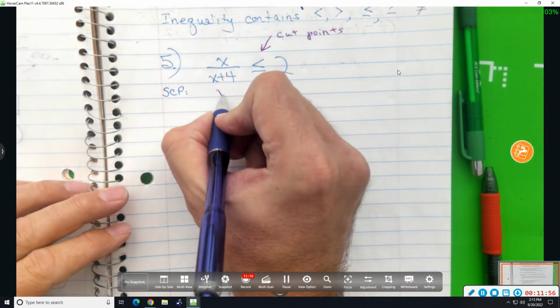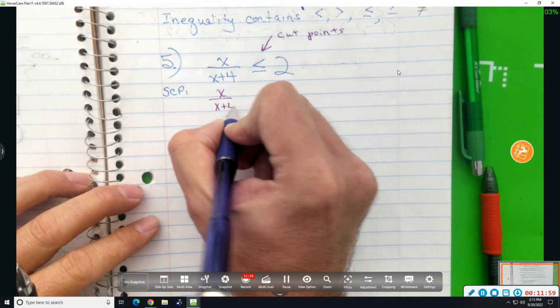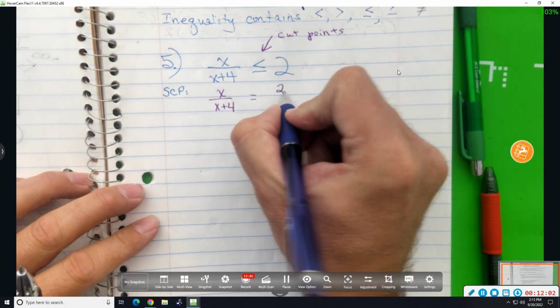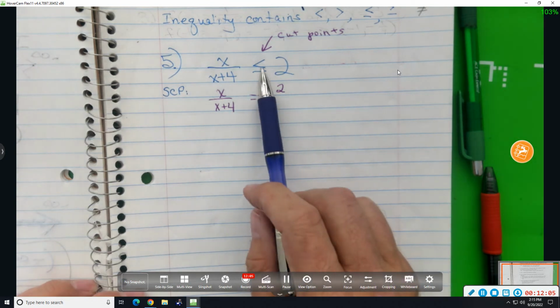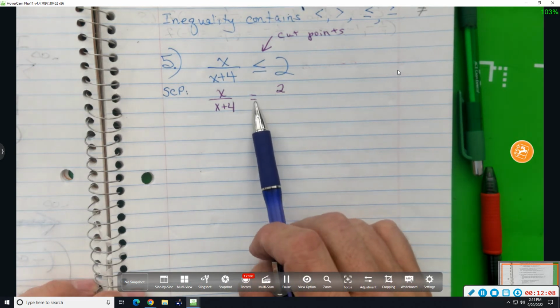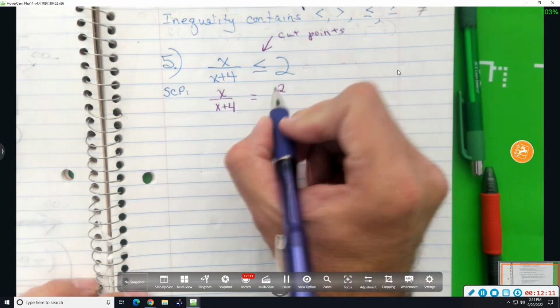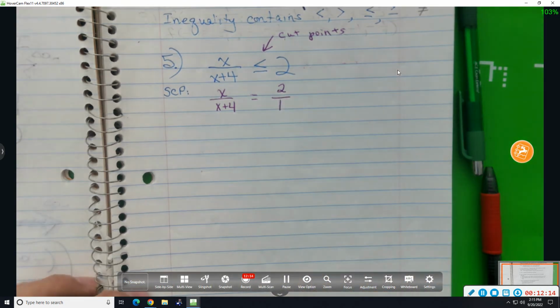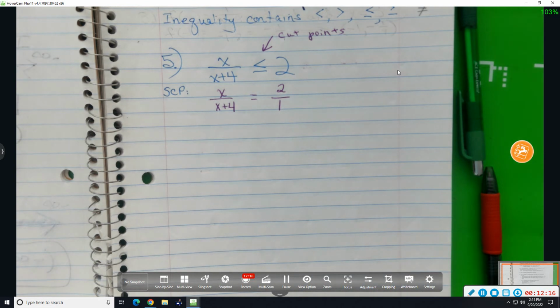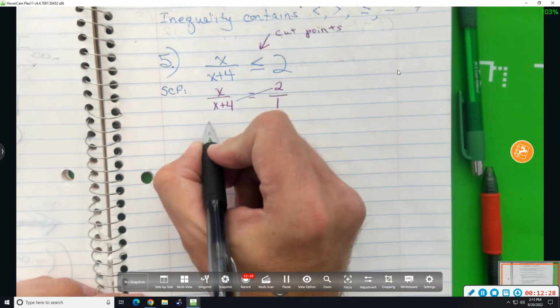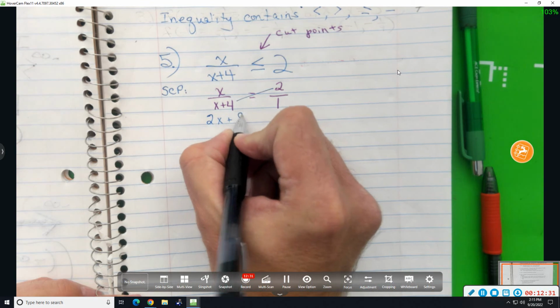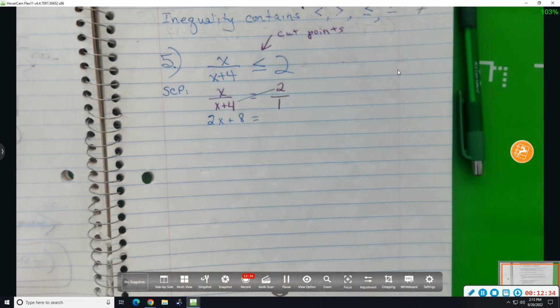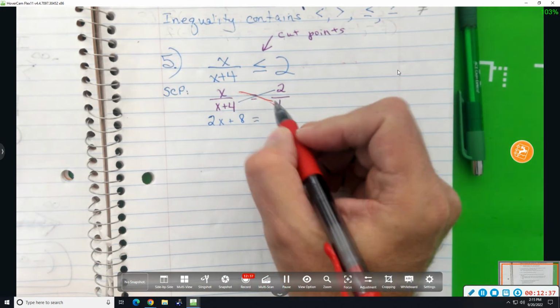So let's rewrite it. x over x plus 4 equals 2. I'm rewriting the inequality as an equation, now that we know how to solve. In fact, I'm going to write it like this, 2 over 1. What am I going to do in order to solve for x? Cross multiply. We would have 2x plus 8 equals, is that just going to be a 1x, or x, however you want to write it?